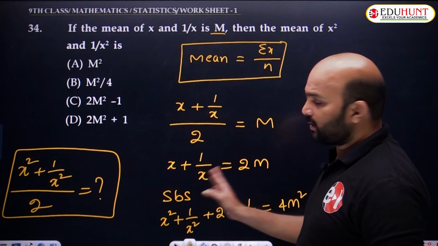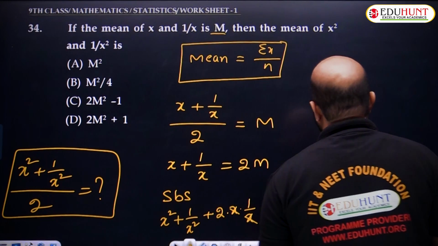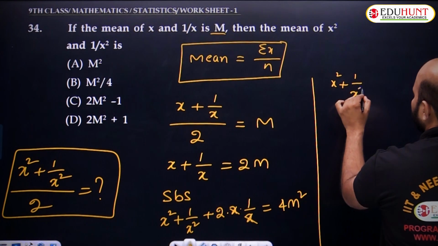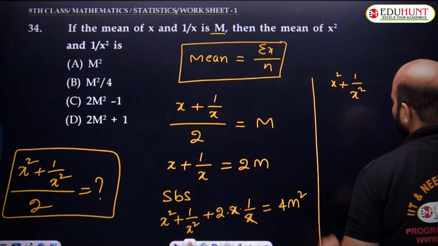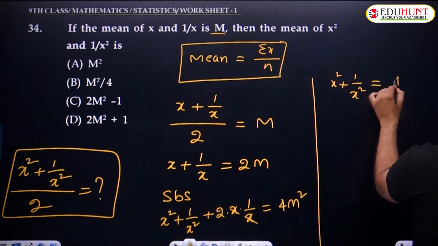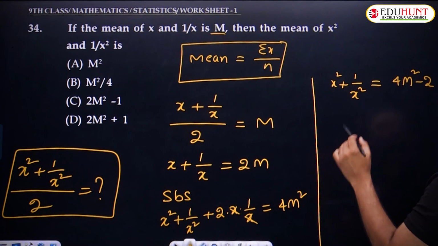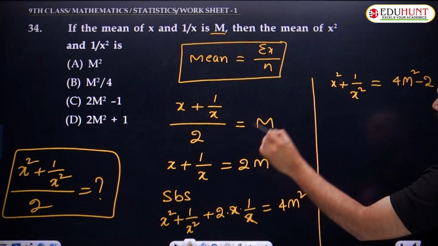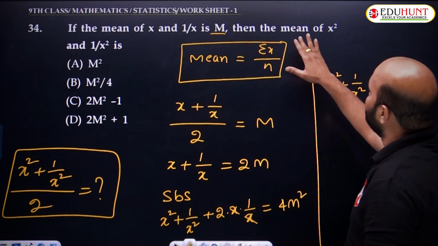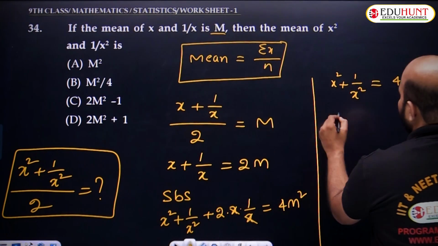So, squaring on both sides. Here x cancels with x. What is the remaining part? X square plus 1 by x square. The plus 2 goes to the other side and becomes negative: 4M square minus 2. Am I clear? But what am I asking in the question? The mean of x square and 1 by x square. What is the mean? The sum taken whole by 2, that is called the mean. So divide both sides by 2.